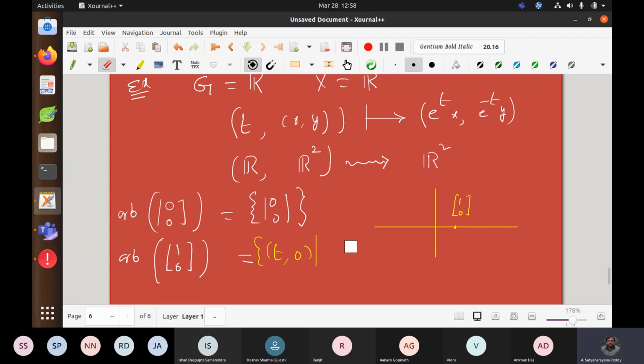Aparna, are you there? Yes, sir. Are you understanding? Yes, sir. Why is this so? Can you guess it? Because it will be e power t comma 0, and e power t takes positive values. You are correct. So orbit of 1 0 is e power t into 1 and e power minus t into 0. This guy is 0. Now any positive real number I can get.